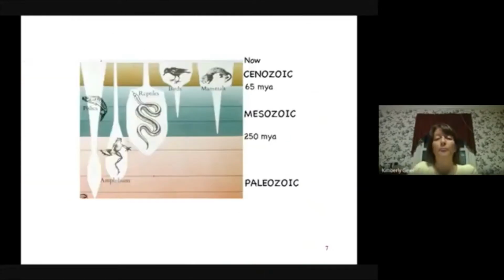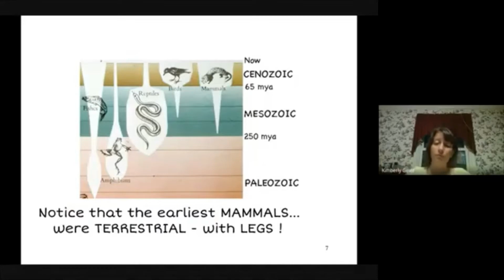So if we look at a little bit of history, you all made a timeline, so I hope you can see all of the history of the Earth. But if we kind of zoom in just on the Mesozoic, Cenozoic, so about 250 million years ago until now, you can see mammals. And there were mammals throughout dinosaur times, and they really branched out, though, after dinosaurs went extinct. But the earliest mammals were terrestrial. They had legs. Now, whales are mammals.